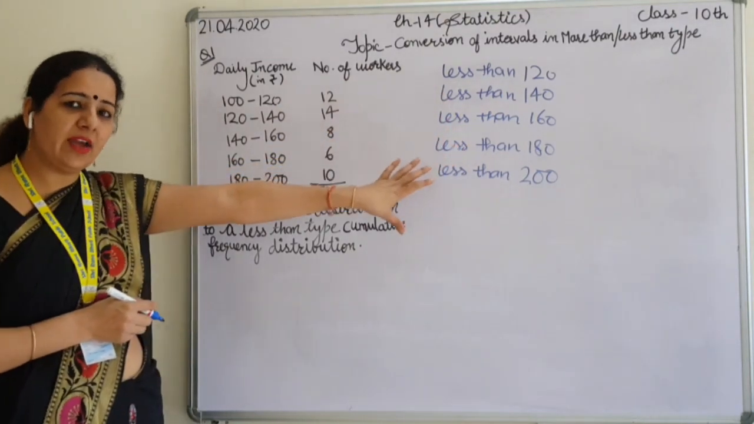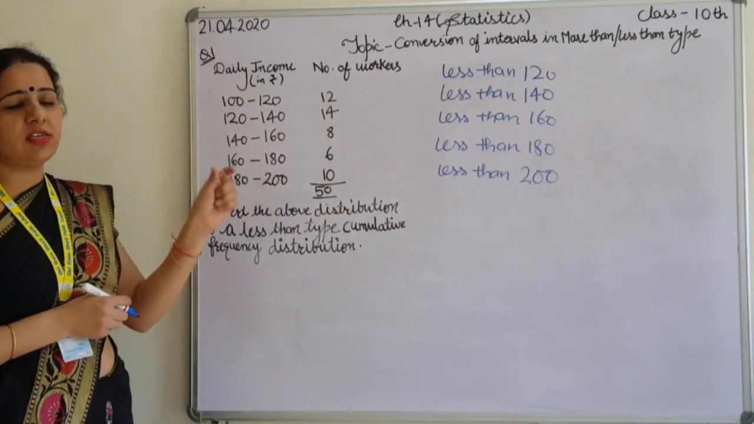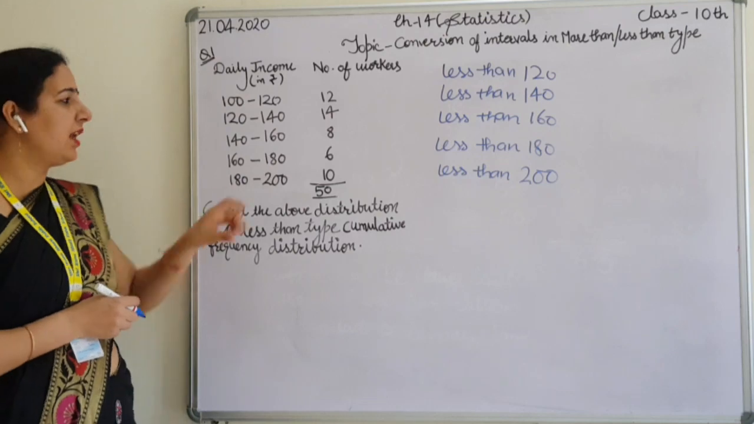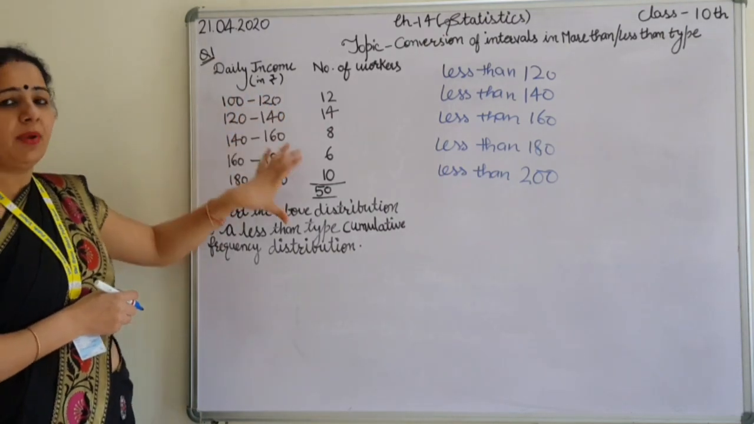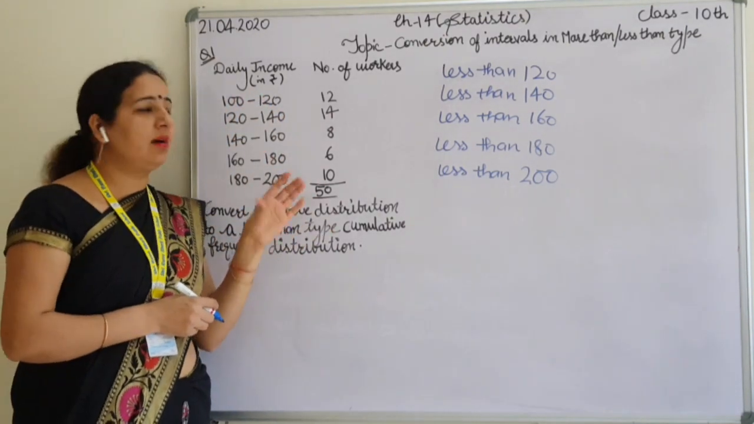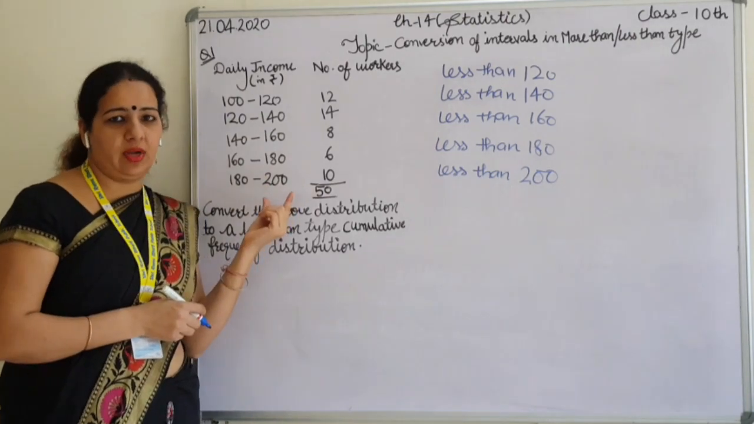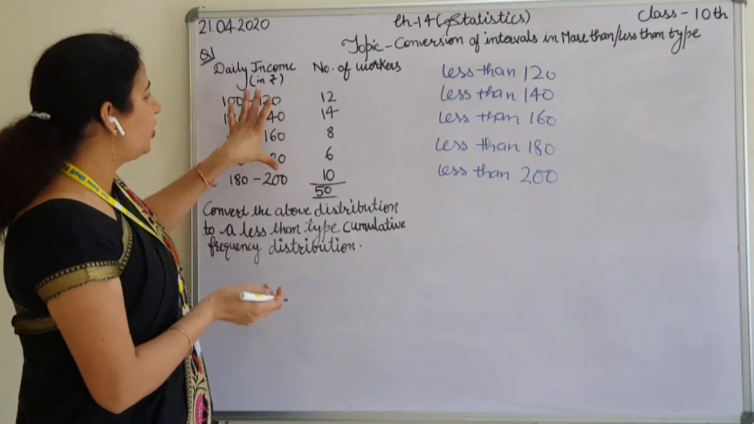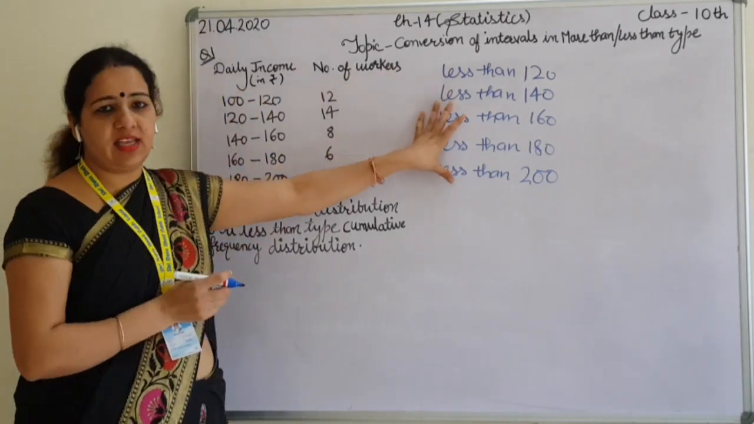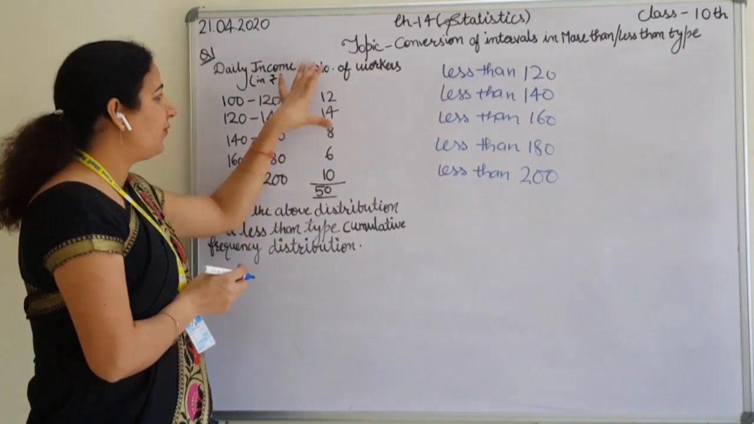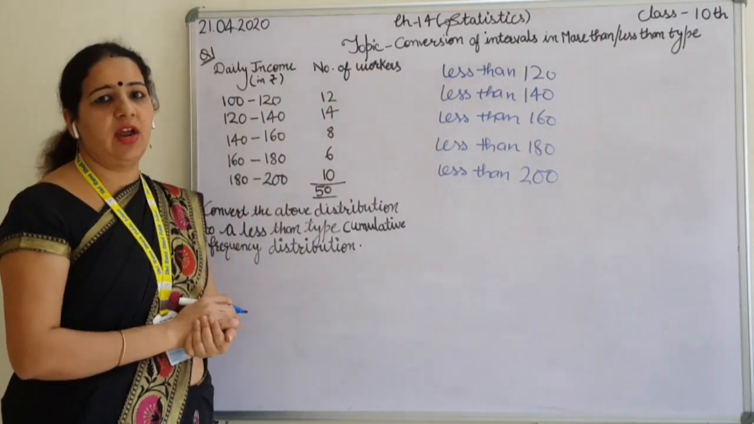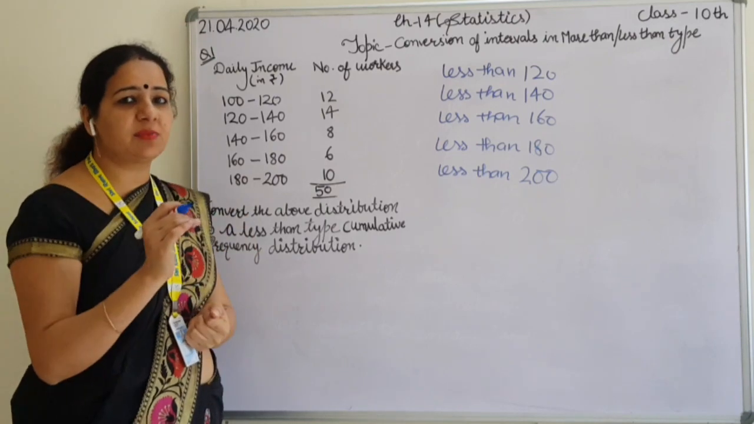What I have done till this step, I just have converted these intervals into the less than type. How have I converted? I just introduced one word, that is less than, and I have taken the upper limit, because the less than word is related with the upper limits only. So, if you change these intervals into less than, then these frequencies will be changed. And how they will change, I already explained to you.